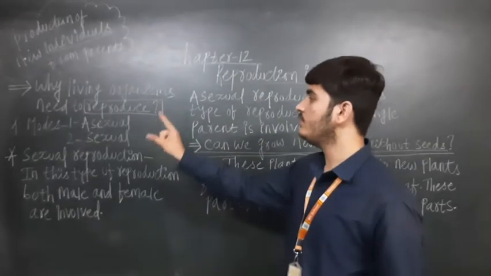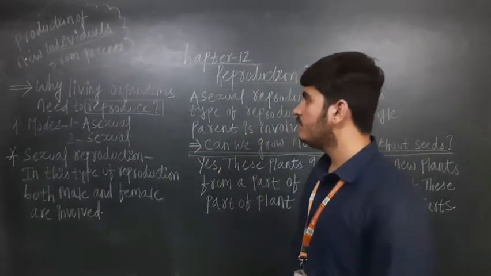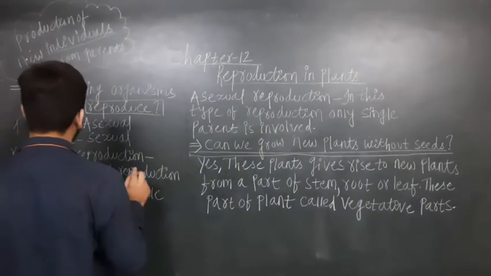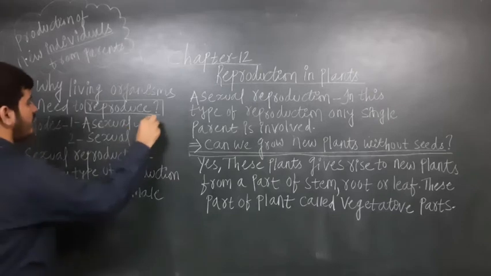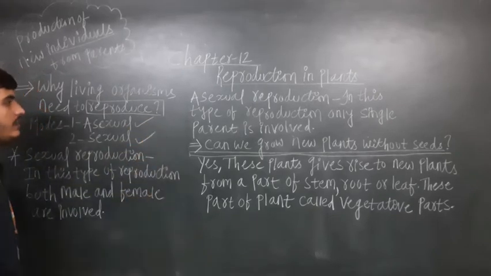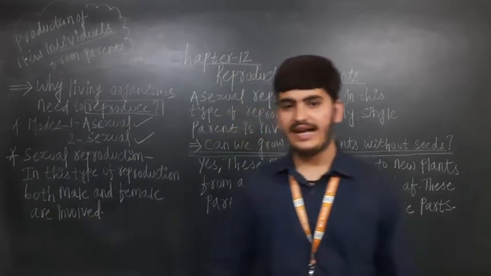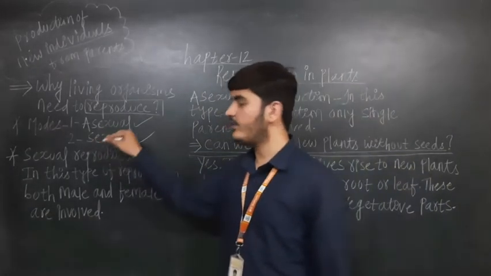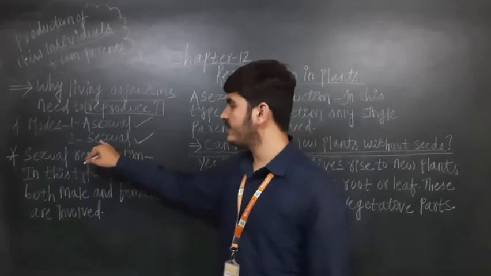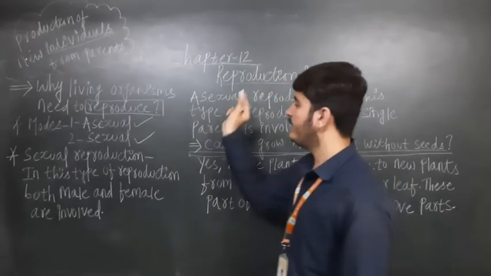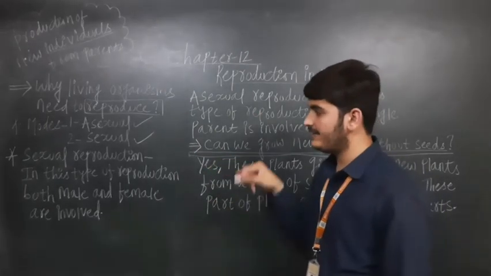Now there are two modes in plants by which they do reproduction. The first one is asexual and the second one is sexual reproduction. These are the two modes of reproduction in plants: asexual and sexual.